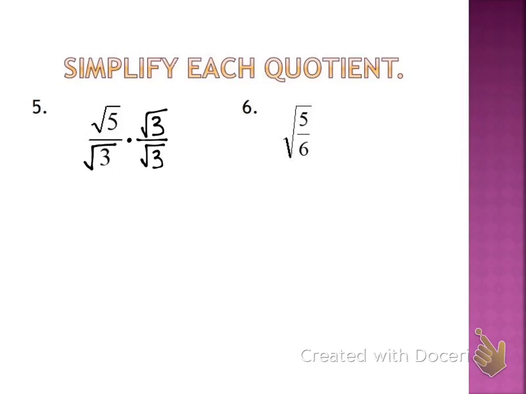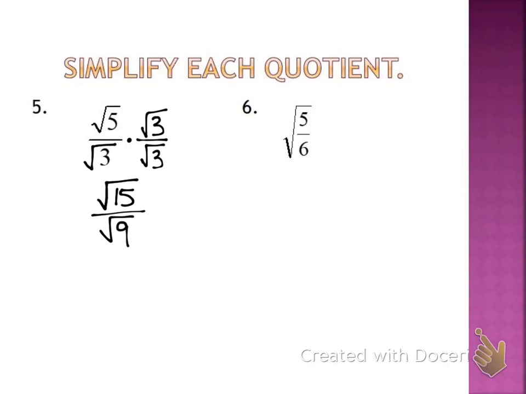Okay, so then let's get what our answer would be so far. In the numerator, if we take the square root of 5 times the square root of 3, what will that give us? Not just 15, but the square root of 15, or radical 15. In the denominator, we take the square root of 3 times the square root of 3, and what does that give us? The square root of 9.